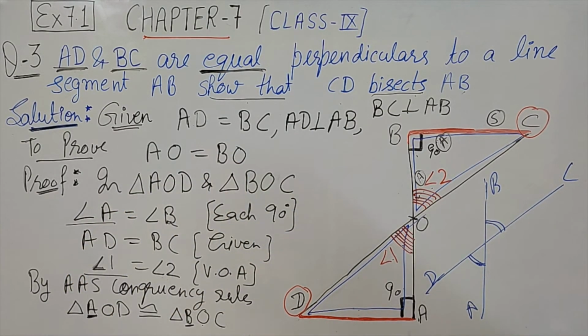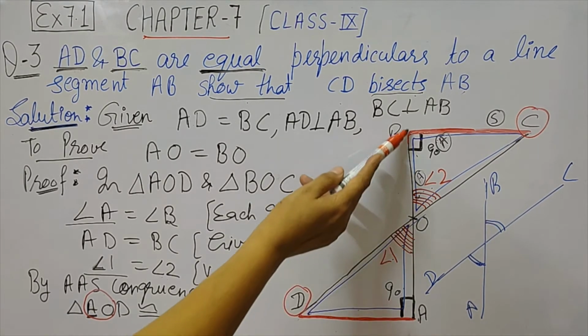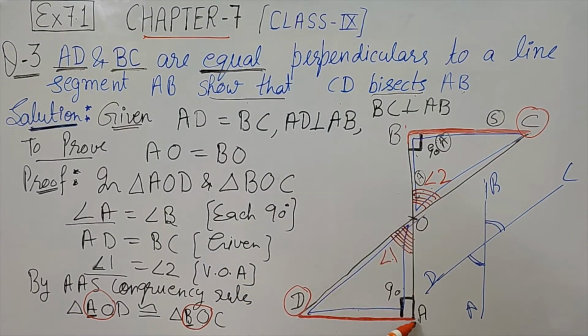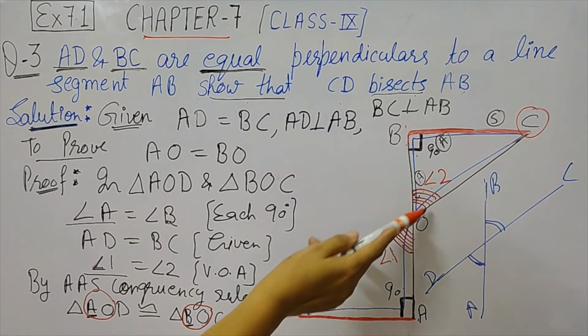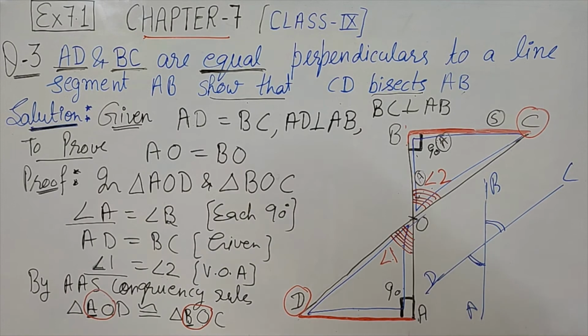So clearly you can observe from the naming also: first two alphabets AO and first two alphabets BO. It means AO is corresponding to BO, and from the diagram also you can observe AO is corresponding to BO. Angle A is 90, angle B is 90, and these two are vertically opposite. So from the diagram also we can observe AO and BO are the corresponding parts. Okay, so by CPCT we can conclude that AO is equal to BO.